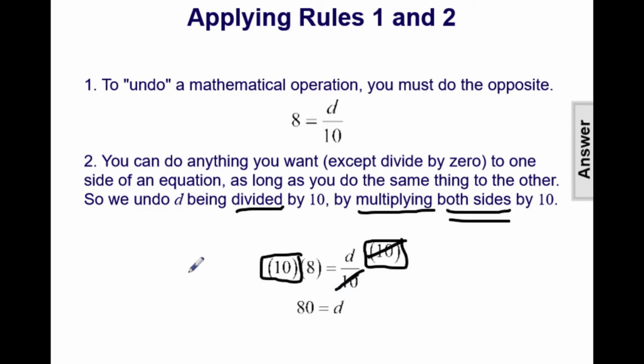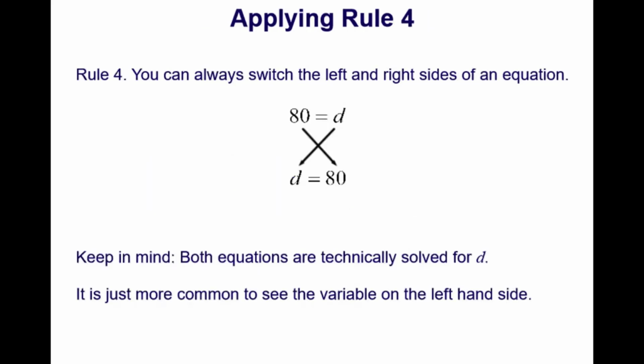This equation is now solved for D, even though it's on the right. Now, traditionally, as we'll see with rule number 4, we can always switch the left and the right sides of an equation because typically it's more common to see the variable on the left-hand side. So we're literally switching the sides; the equation sign stays in the middle, and we're switching the variable and the 80. So 80 equals D is the same thing as D equals 80. Again, both equations are technically solved for D. It's just more common practice to see the variable on the left-hand side.